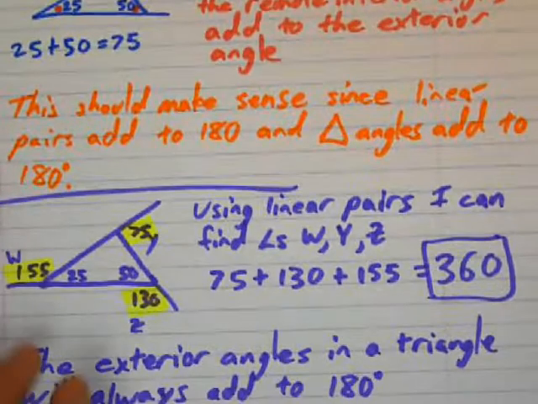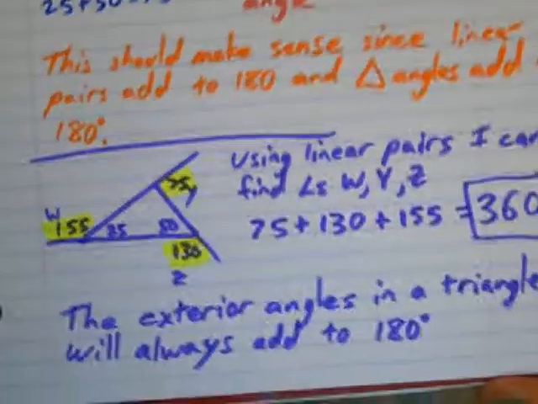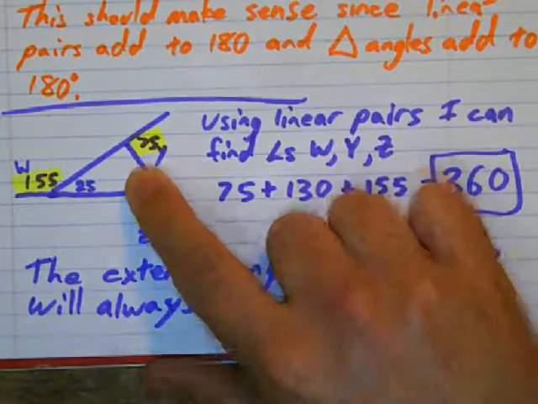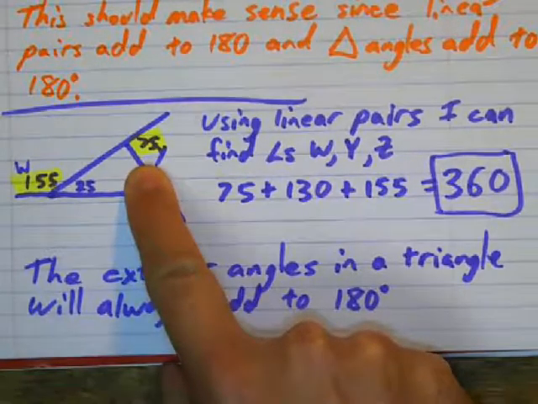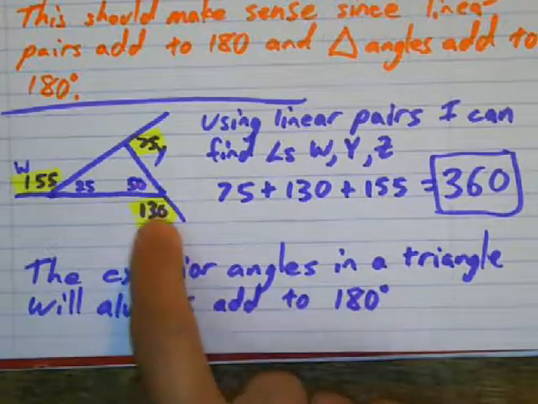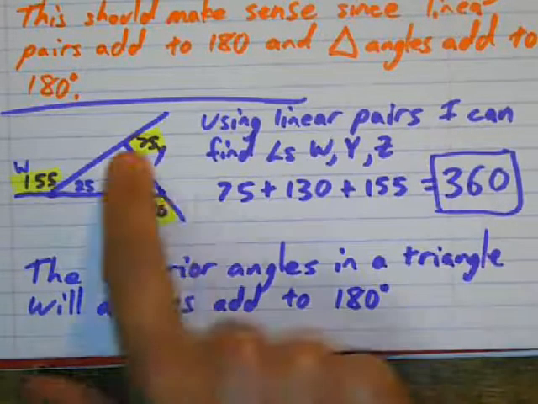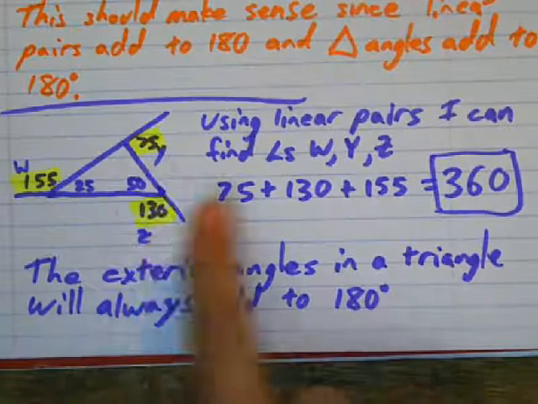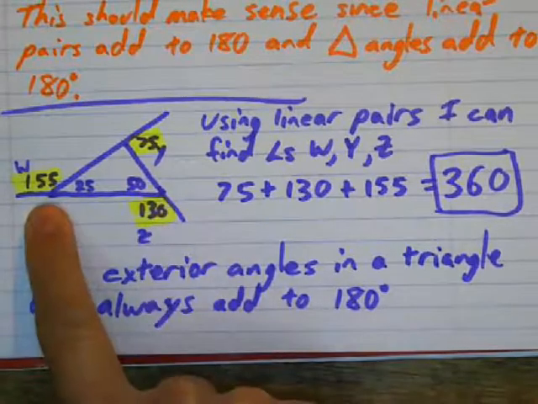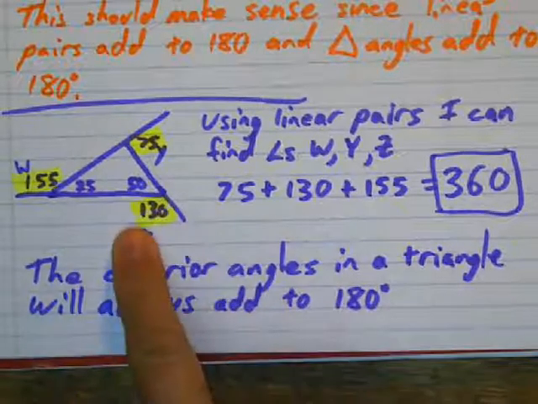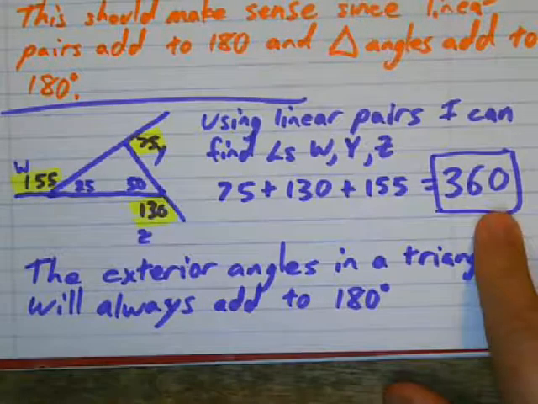Now, okay. Now let's look at the last bit. Okay. This is 75 because it's a linear pair. That's a linear pair, and that's a linear pair. So all the exterior angles, 75, 130, and 155, no matter what type of triangle you have, it's always going to add up to 360.